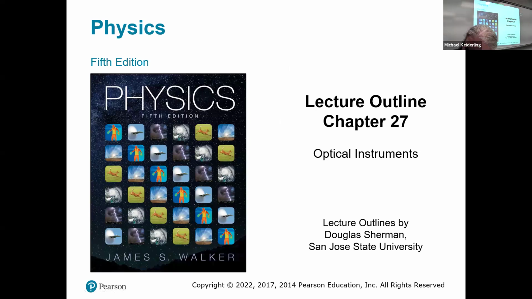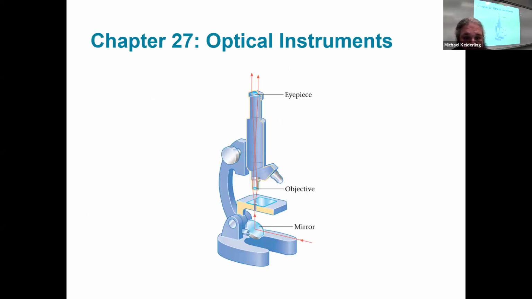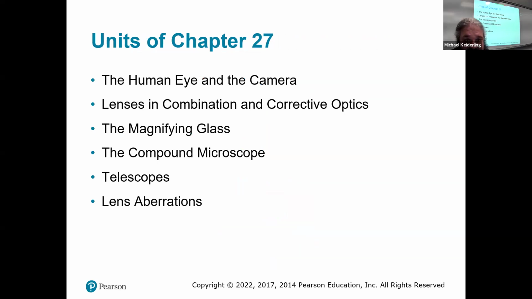So we finished up chapter 26. We're starting chapter 27 on optical instruments. Various optical instruments combine mirrors and lenses and such to perform useful activities. So here, for example, is a microscope, which magnifies small objects using a couple of lenses.